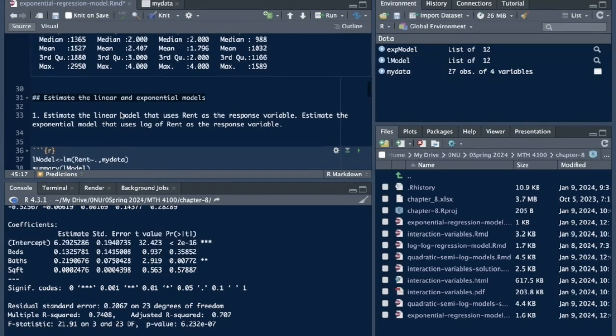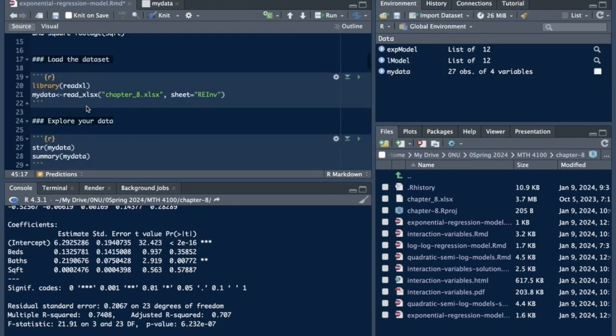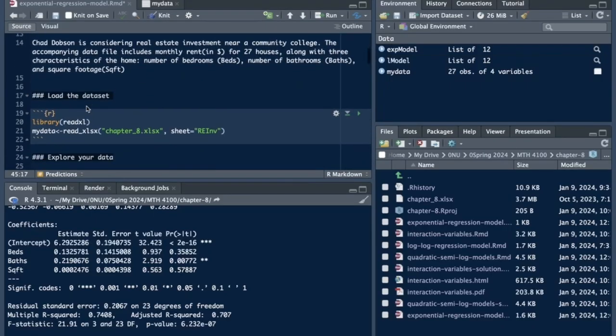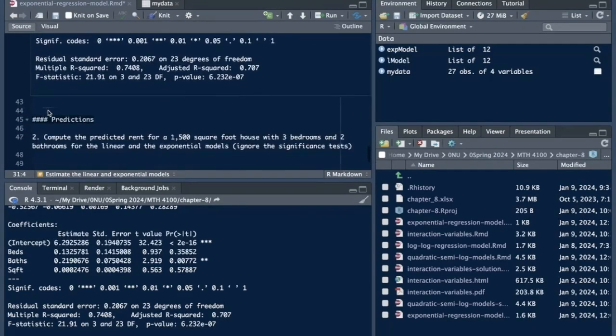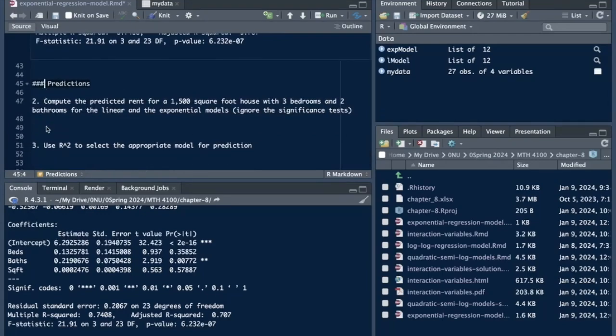I forgot how many. So you have 2 here, that doesn't make sense. This is 3, this should be 3, the third header should also be 3. So compute the predicted rent for a 1500 square foot house with 3 beds and 2 baths for both of them. The question says ignore the significance test. We will not do a significance test. We will not rebuild the model. We have only 2 or 3 variables, so there is no need.